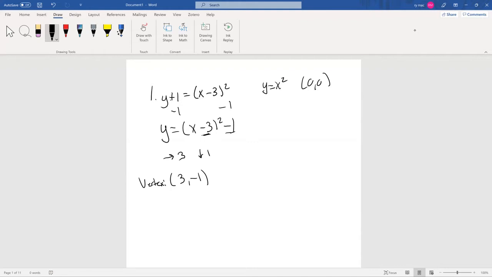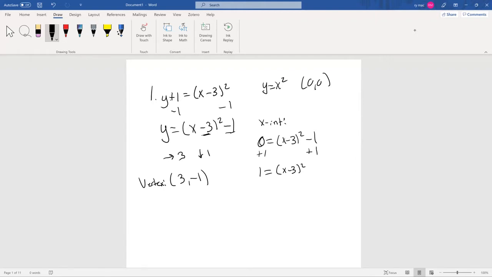The next thing you want is your x-intercept. So I can solve for those right here. And how you get your x-intercepts is you just plug in 0 for y and then solve for x. So we'll say 0 is equal to parentheses x minus 3 squared minus 1. Add back that 1 over. So we get 1 is equal to x minus 3 squared.